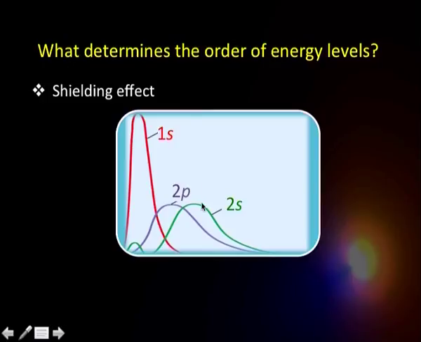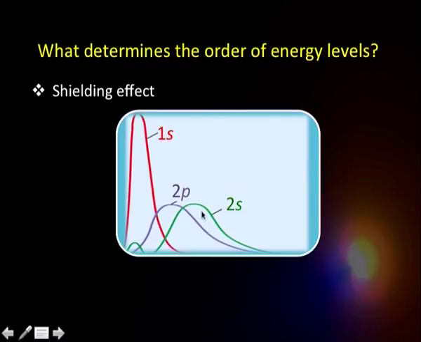Now, in addition to these electrostatic interactions, there are 2 more effects. One is called the shielding effect, and the second is called the penetration effect. Let us understand these 2. If you look at this picture, it gives you radial probability distribution curves for the 1s, 2s and 2p orbitals. What you find is that on average the 1s electron is quite close to the nucleus, 2p on average is somewhere here, and 2s is somewhere here, and it is interesting to note that 2s is slightly farther than the 2p orbital.